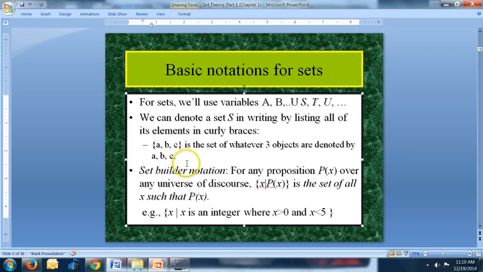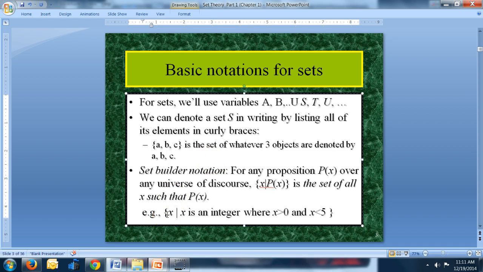The second way of identifying a set is called the set builder notation. Here we have a condition defining the set. So for instance, what is the set of the numbers that are between 0 and 5, not including 0 and 5? We put it this way.